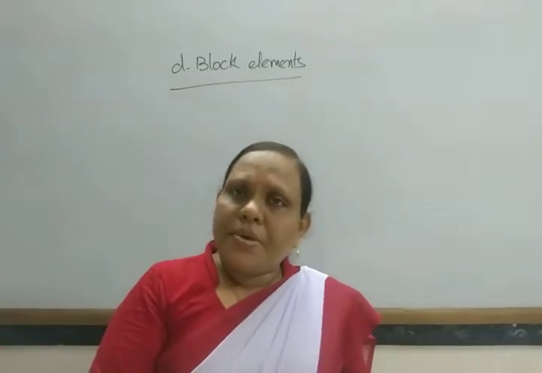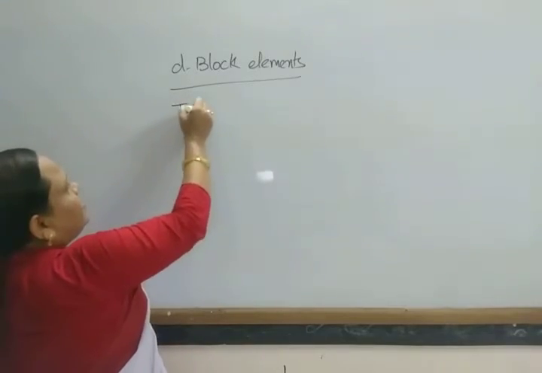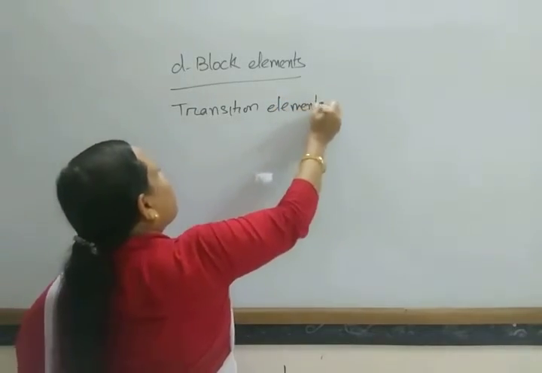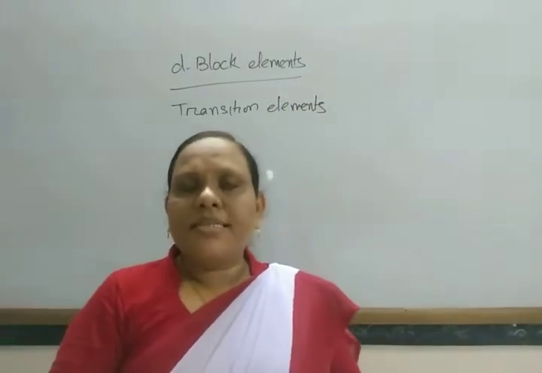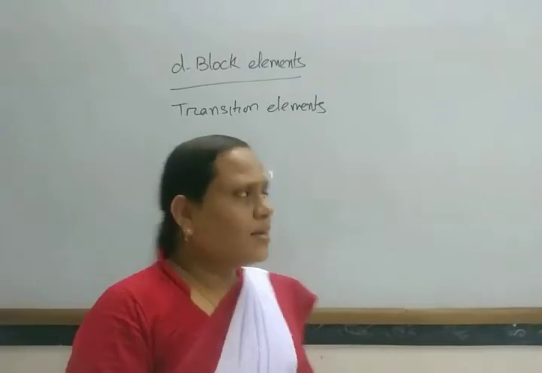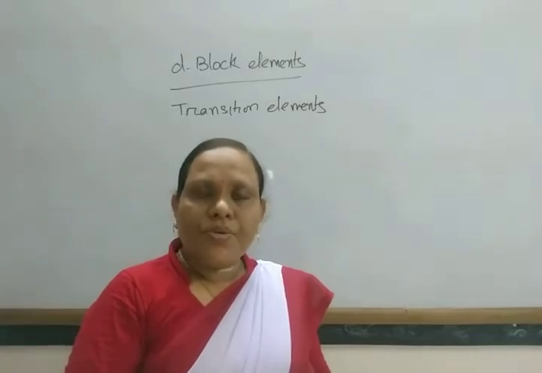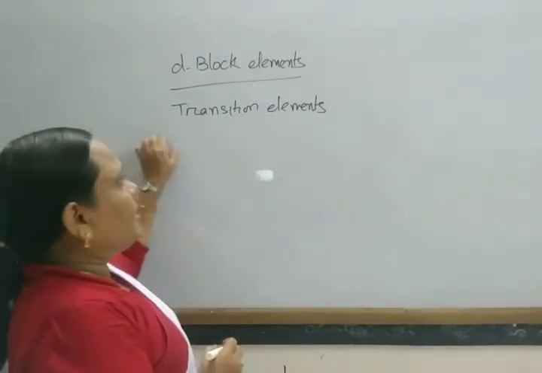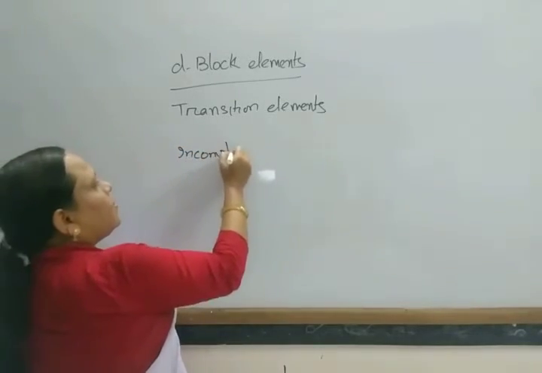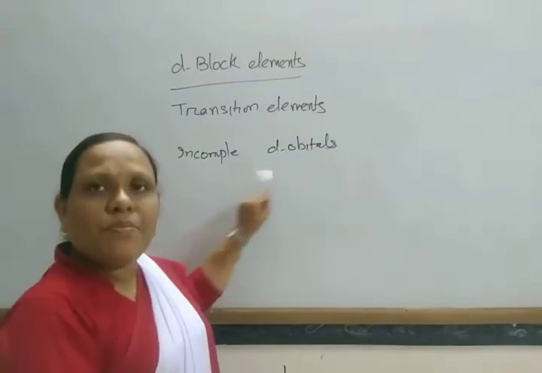These d block elements are also called transition elements. So what are these transition elements? According to the IUPAC definition, transition elements are those which have incomplete electrons in the d subshell, or which have incomplete d orbitals.